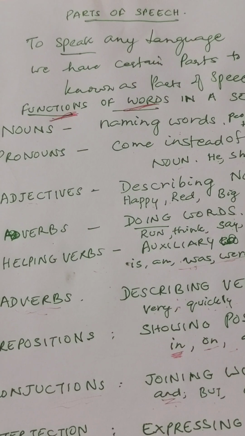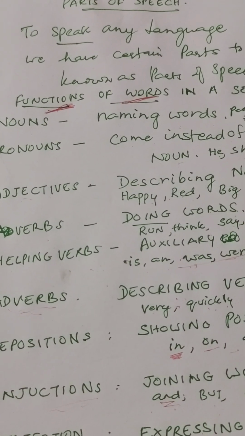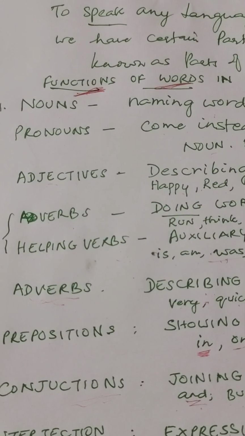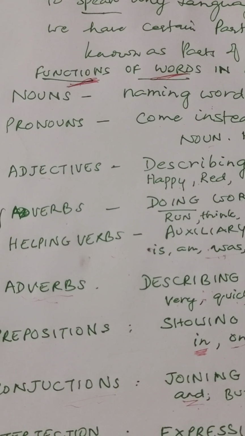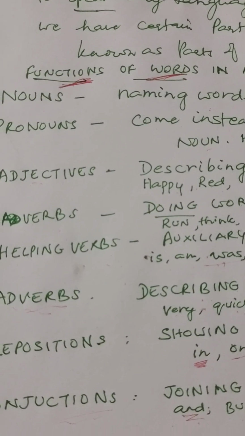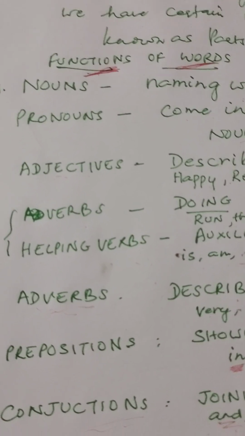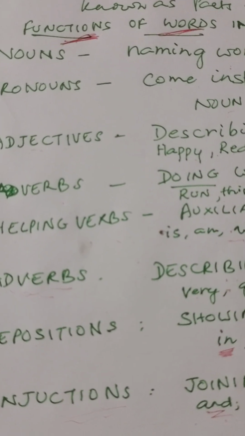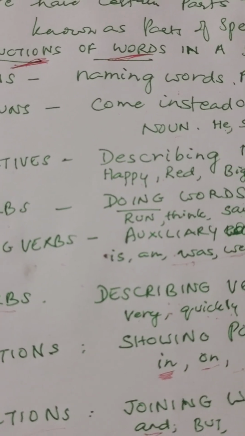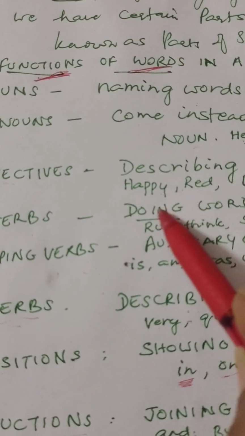So in grammar today, we've talked about parts of speech. To speak any language, you have to know the functions of the words. Are those words naming words? If they are nouns. Pronouns come instead of a noun. So what is the function of a pronoun? That comes instead of a noun. Adjectives describe nouns. Then you have verbs, which are the action words. They are doing words.